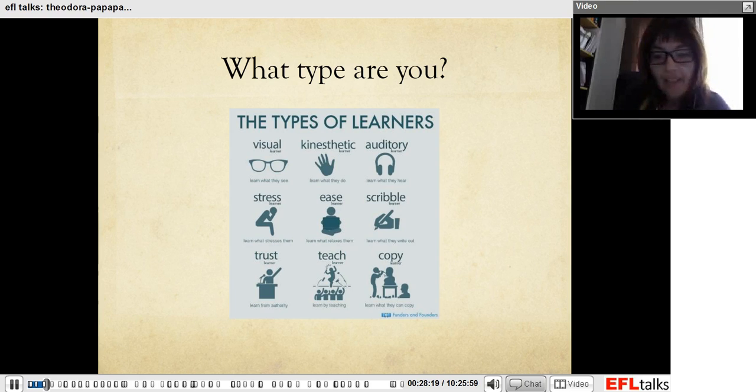Kinesthetic learners, on the other hand, learn by moving. So they want to move around, they want to touch things, they want to try things, to have a hands-on experience. And how about auditory types? Do you have any ideas? Listen to music, yes. Songs, correct. Basically music, listening to things, somebody talking, discussions, correct.